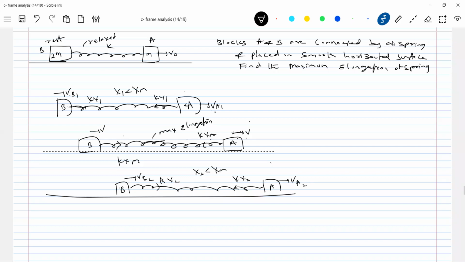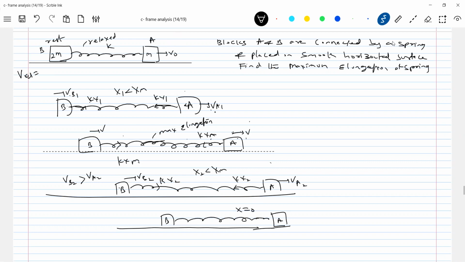Now next, after this, what will happen? The velocity VB2 is greater than VA2. So what happened to the spring? It will come out of elongation. Again, it will attain natural length. The spring will have natural length. Tell me, at this particular point, what should be the state of A and B? What should the relative velocity be now? The relative speed should be equal to the initial relative speed.